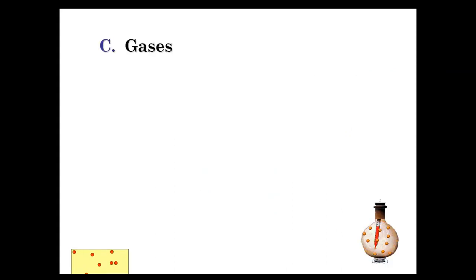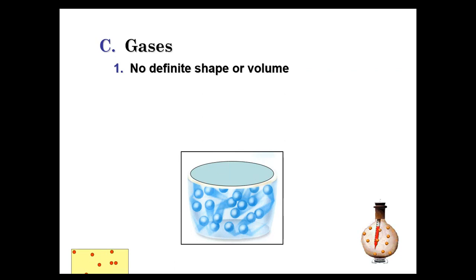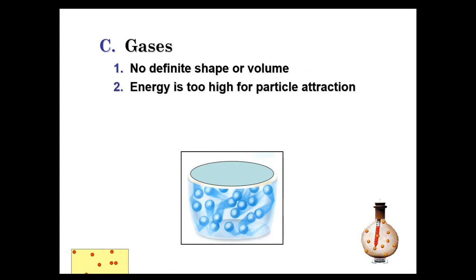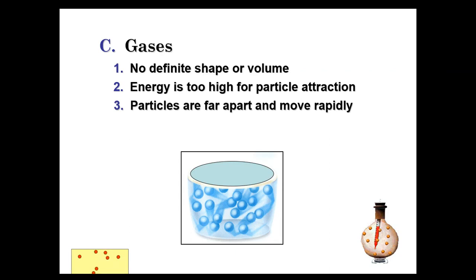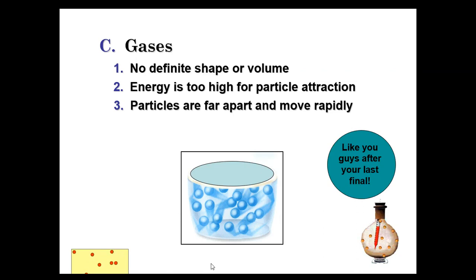The next one is gases. These have no definite shape or volume. The energy is too high here for the particles to attract each other. The particles are far apart and they move rapidly. This is a situation where the gas will actually fill the volume of the container, so that's why it has no definite shape and no definite volume. This would be like you guys at the end of the year when you're finally out of school. You're just so happy to be out that you're running all over the place.